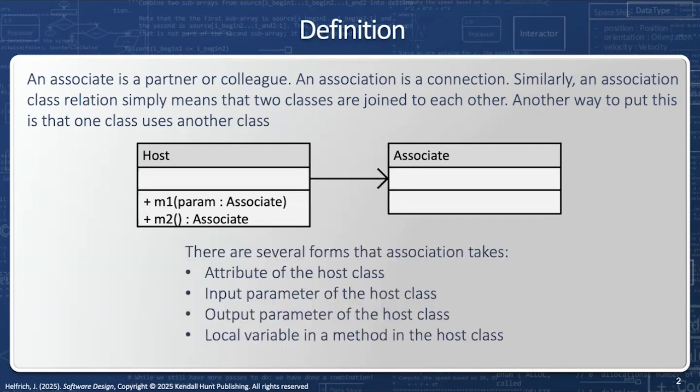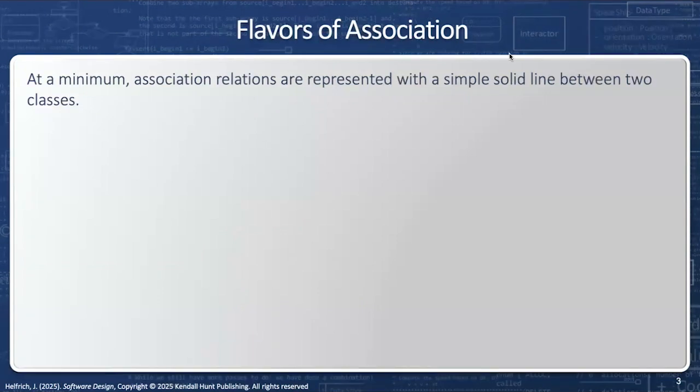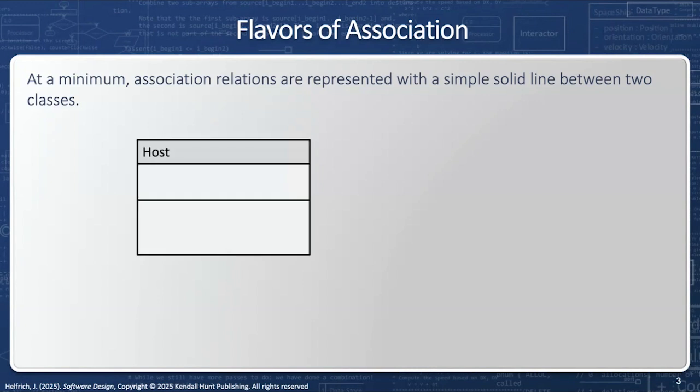There are several forms that association takes. An attribute in a host class, an input parameter of a host class, the output parameter of a host class, and a local variable in a method in a host class. Let's talk about each of those in turn. At a minimum, association relations are represented with a simple solid line between two classes.